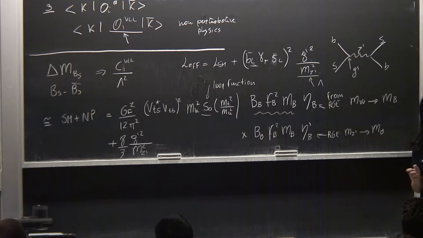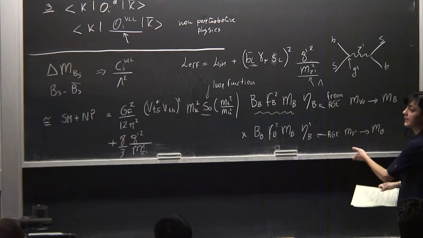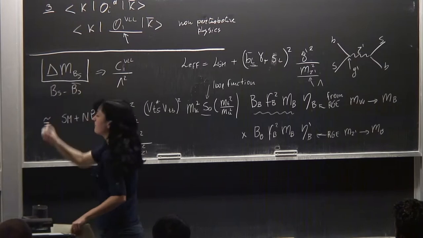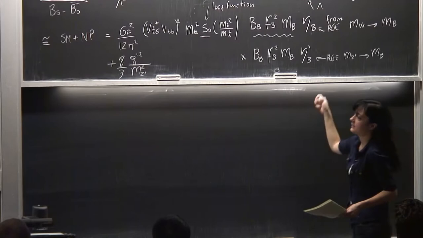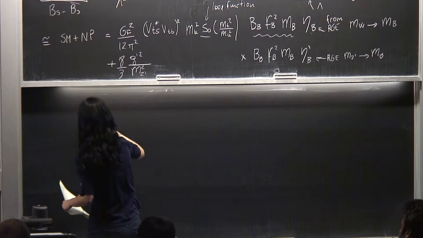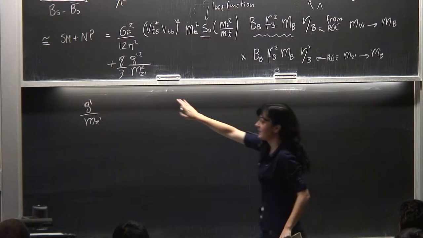And so this is all I have. Then I can put in numbers, compute this delta M of the B_s system, and see how much I get. So the bottom line, from this exercise, is that I expect a bound on this combination of g prime over M_Z prime. But then you see that I would expect the bound to be kind of strong.